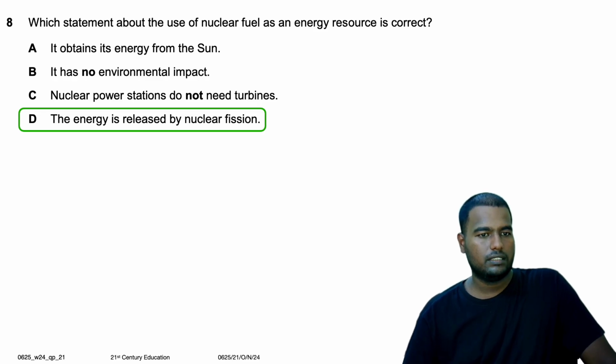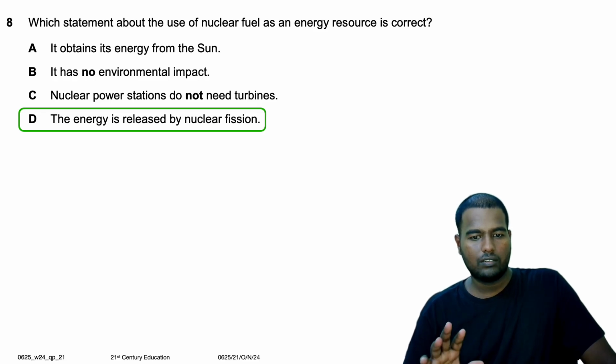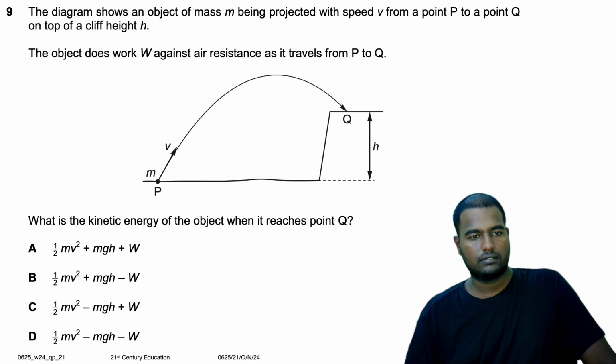This nuclear energy is not obtained from the sun. Yes, it has environmental effect, so B is wrong. Nuclear power stations do not need turbines. No, they need turbines. Turbines are part of producing the electricity. Nuclear will give energy. How to convert that energy into electricity? That is the turbine's job. Yes. So A is wrong, B is wrong, C is wrong, only D is right.